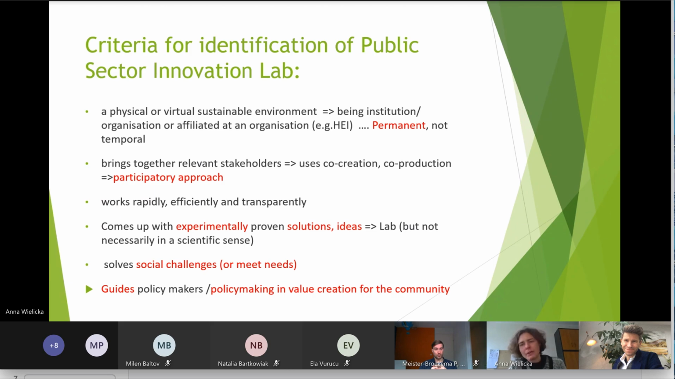Here we extracted some features that are typical of public sector innovation labs. We define them as permanent. This is quite important when we look for this kind of entity, this kind of organization. We do not look for, let's say, projects that are temporal. This kind of lab will bring together relevant stakeholders, so we assume a participatory approach. So probably there will be co-creation or co-production as the main way of working with stakeholders. Works rapidly, efficiently, transparently.